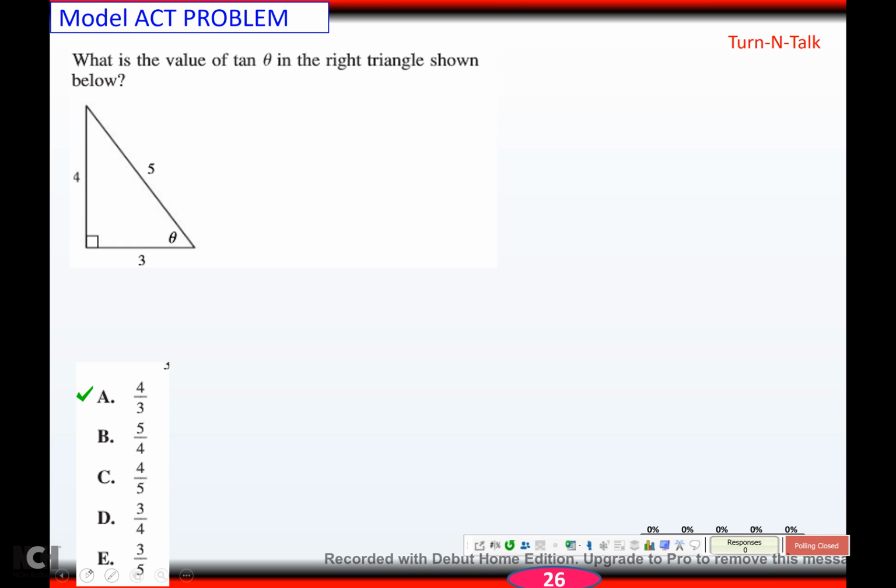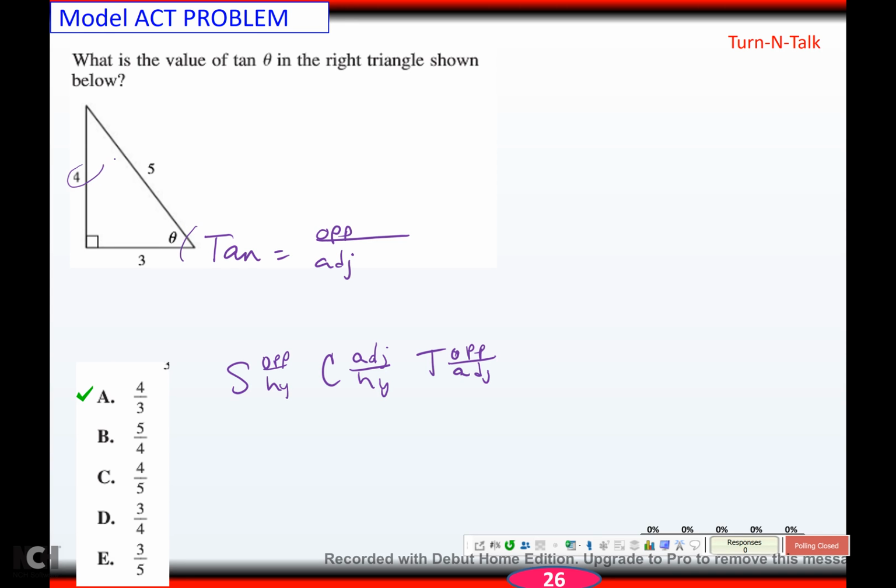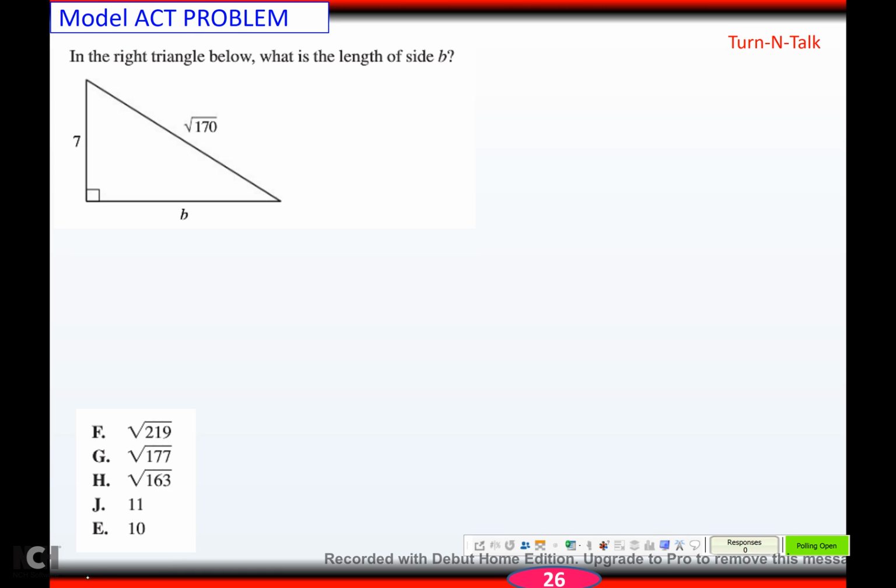Alright, hopefully you got 4/3. It says, what is the value of tan theta? Tangent is opposite over adjacent. Remember, soh cah toa. Sine is opposite over hypotenuse. Cosine is adjacent over hypotenuse. Tangent is opposite over adjacent. Okay? Anyway, so from this angle, opposite of me would be 4, and adjacent to me would be 3. Okay? Alright, try this one. Hit pause. Come back when you're ready.